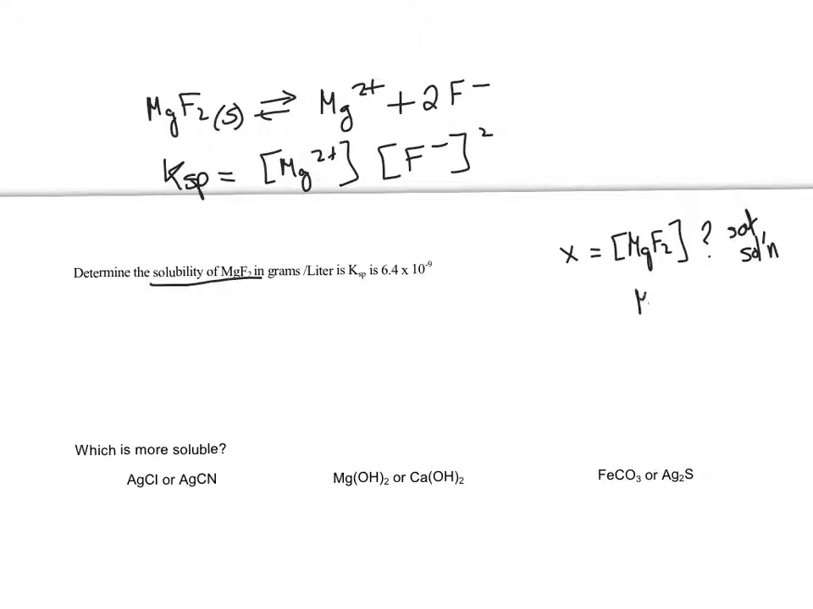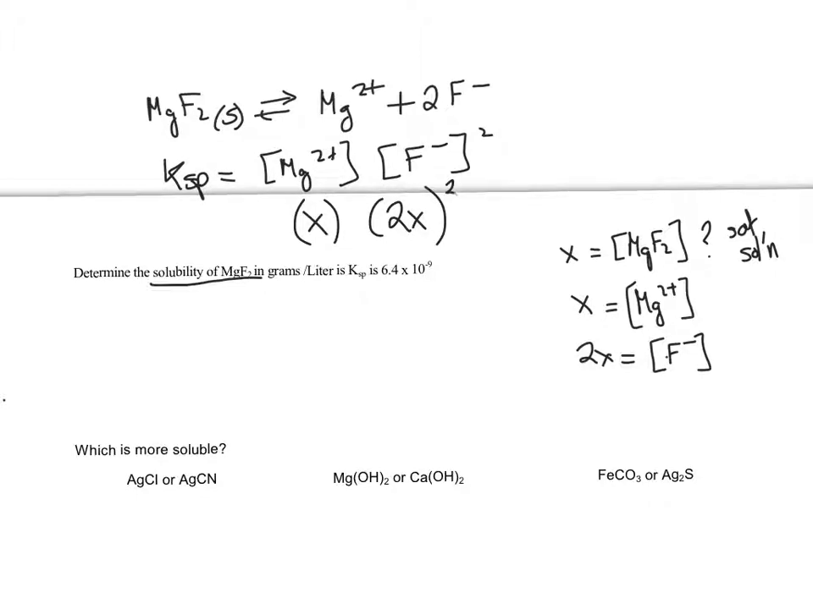If that was equal to X, then what is the concentration of my Mg2 plus? Well, it's also going to be X because it's a 1 to 1 ratio. What would the concentration of my F minus be? Well, it's going to be 2X because it's a 1 to 2 ratio. There are two fluoride ions in one MgF2. So what I could do then is plug in X for the concentration of the Mg2 plus and 2X for the F minus. So I'll go ahead and do that. So this is X, and then this is 2X, and don't forget that that is squared as well.